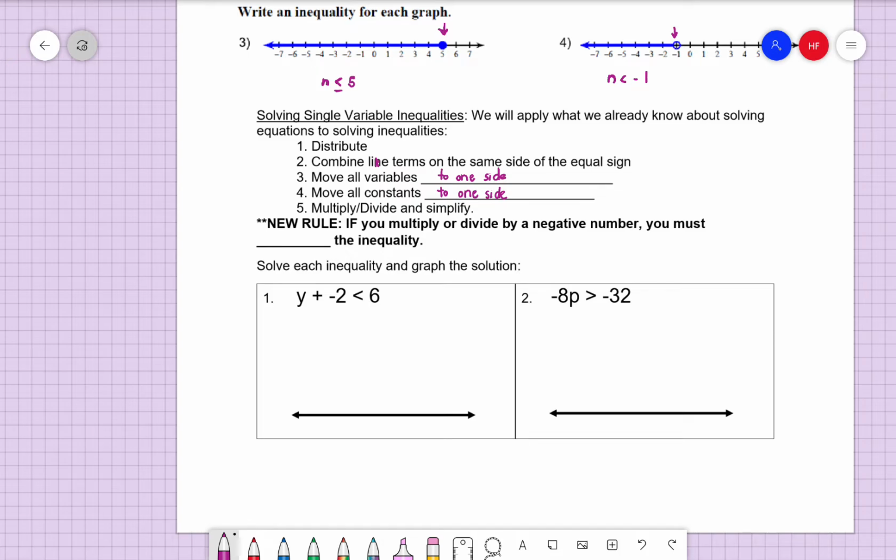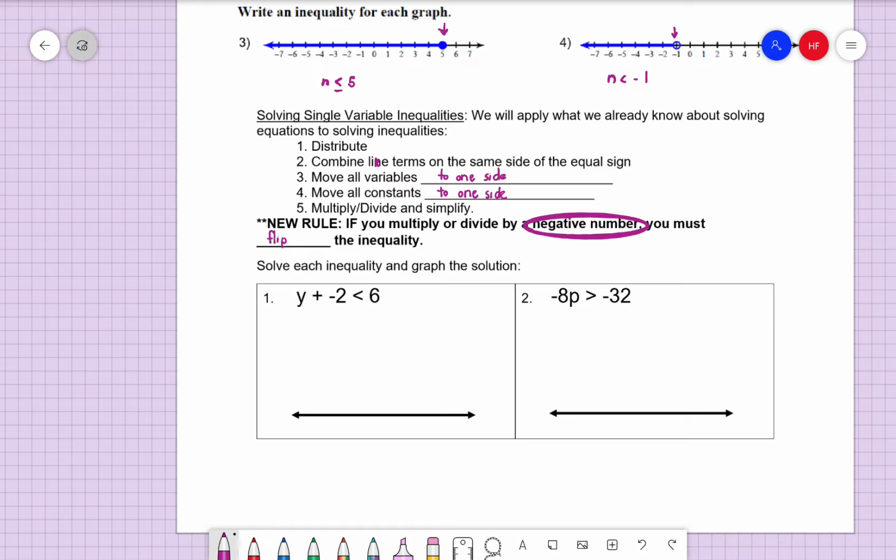So this is a new rule that we don't have to do when we are solving equations. When we multiply or divide by a negative number, we have to flip the inequality. So if it was less than, now it's going to be greater than. If it was greater than, now it's going to be less than. So we're just going to change it to the opposite. But that's only when we're dividing by a negative number, so that won't be the case every single time.